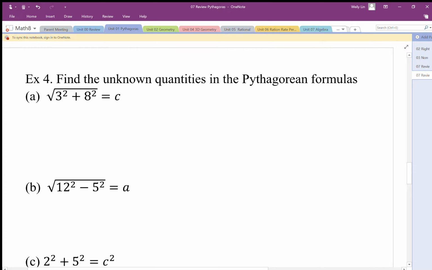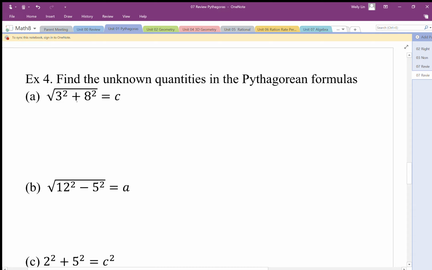It's important to recognize when we're dealing with side length versus area. So the 3 and 8 here represent side length. The C represents side length. 3 squared is area. 8 squared is area. These two parts are area inside, but when we square root it, we end up with the side length. So let's calculate some of these here.